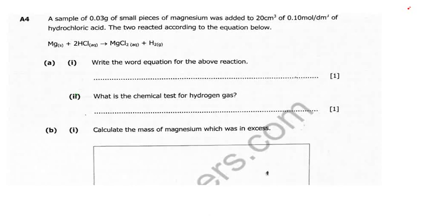We are going to go through a chemistry paper which was written in 2022, question 4. The question reads: a sample of 0.03 gram of small pieces of magnesium was added to 20 cubic centimeter of 0.10 mole per cubic decimeter of hydrochloric acid. The two reacted according to the equation below. The equation is here: magnesium plus 2 hydrochloric acid giving us magnesium chloride and hydrogen gas. So question A reads, write the word equation for the above reaction.